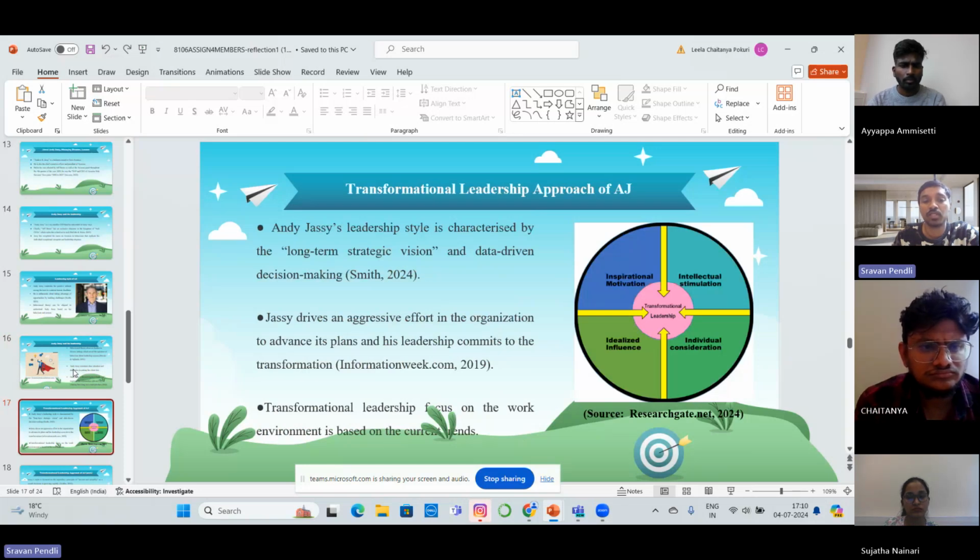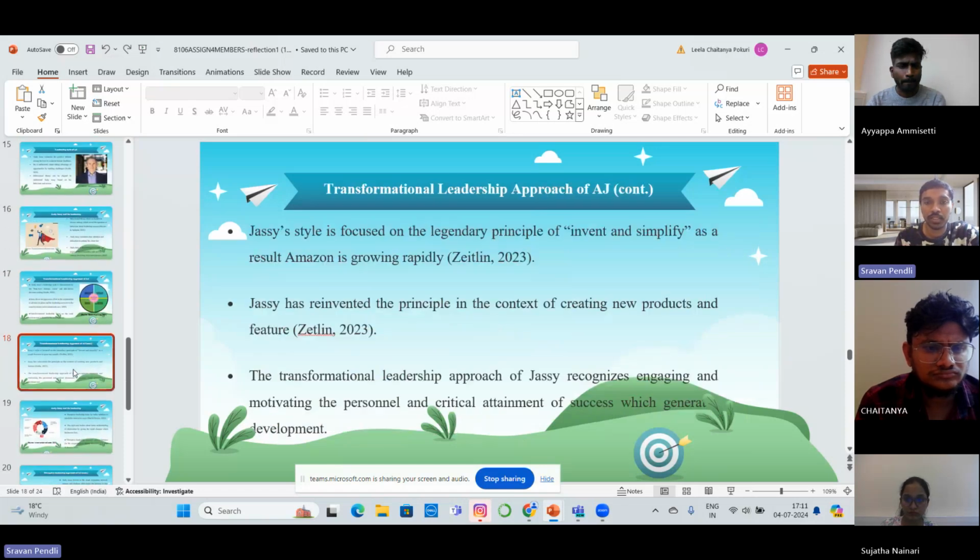Jassy, following the transformational leadership pattern, depicts Jassy maintaining robust power to respond to flexibility. Jassy emphasized the outcomes. As a result, he developed the collaboration of AWS with the Apple Card. And coming to the next slide, the transformational leadership approach of AJ.